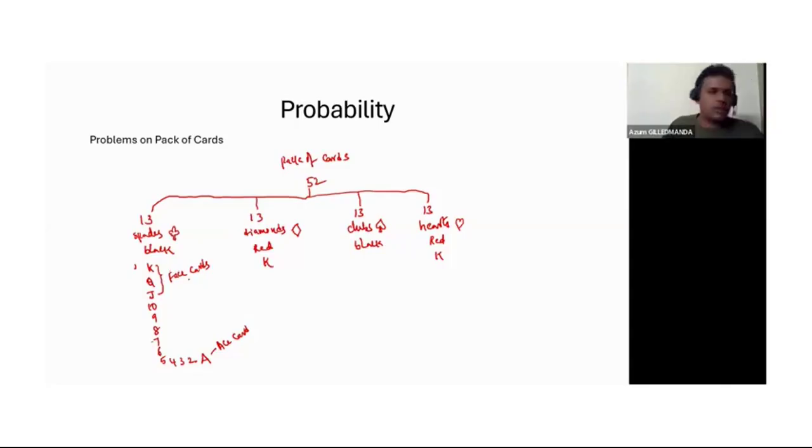King, queen, and jack are called the face cards. So three from each set. So that means three here, right? K, Q, J. Here also K, Q, J, K, Q, J. These are the face cards.